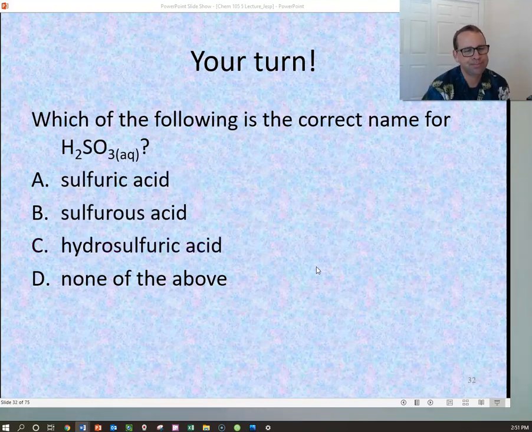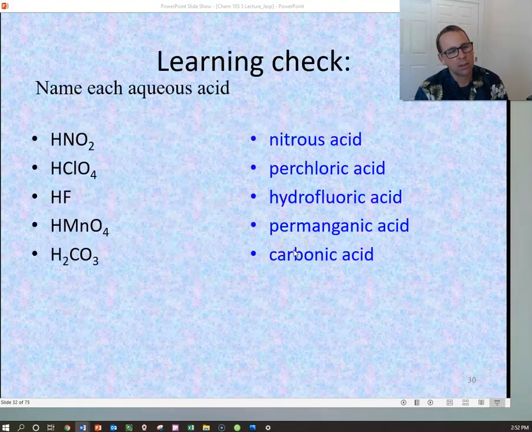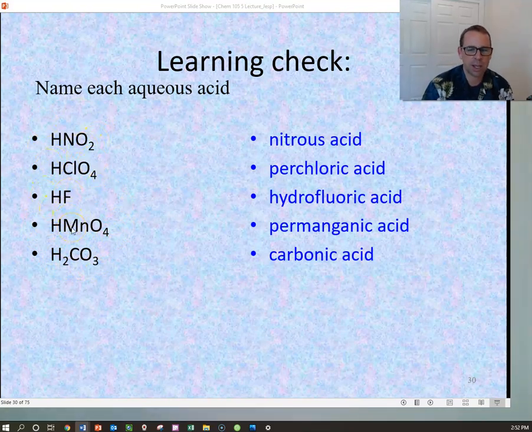H2SO3? Is it sulfite? Sulfite, that's the ion. So what is the acid called? So B. That's right. Sulfurous acid. Very good. So look at all these acids here. Notice that they all start with H, right? It's an easy way to show somebody that you're talking about an acid when you make a compound that begins with a hydrogen ion.